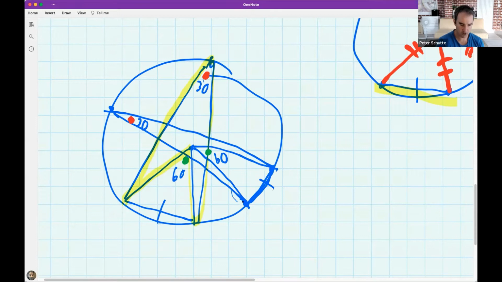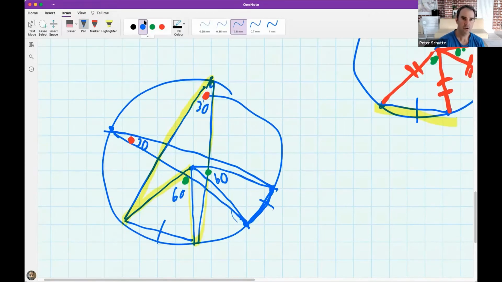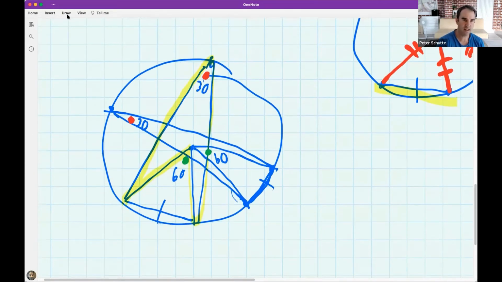Now, if you go across to the other triangle, you know that that is 60, and you know that because the angle at the center is twice the angle at the circumference, this must be 30. And so what you find now is that if you have equal chords, you not only have equal angles at the center, you also have equal angles at the circumference.